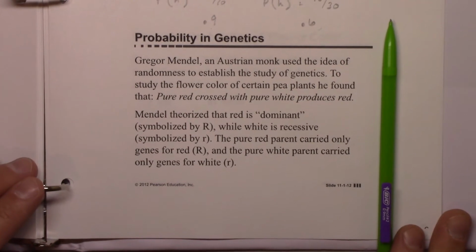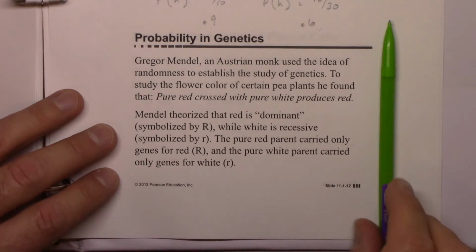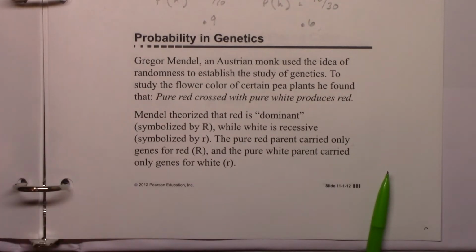Hi everyone, welcome back. This is the part 2 video for section 3.1. I'm here at the bottom of page 6 and we're going to talk about probability in genetics.